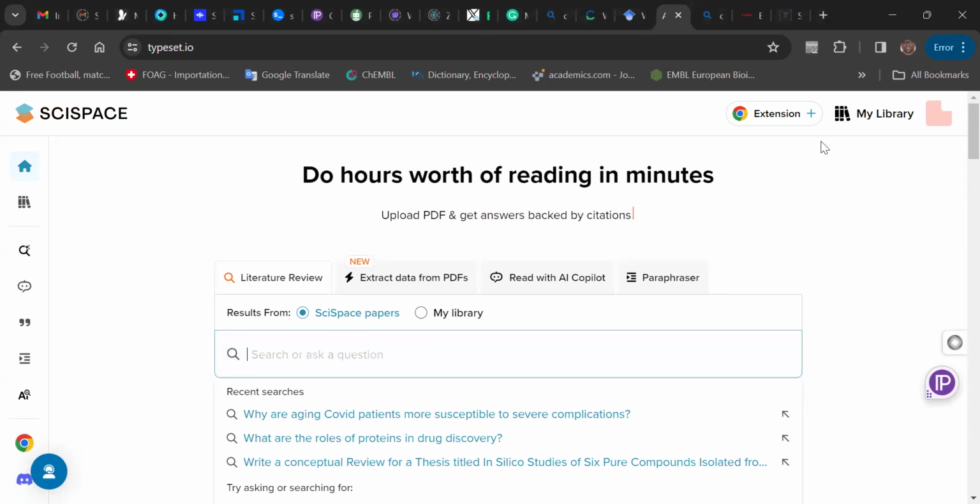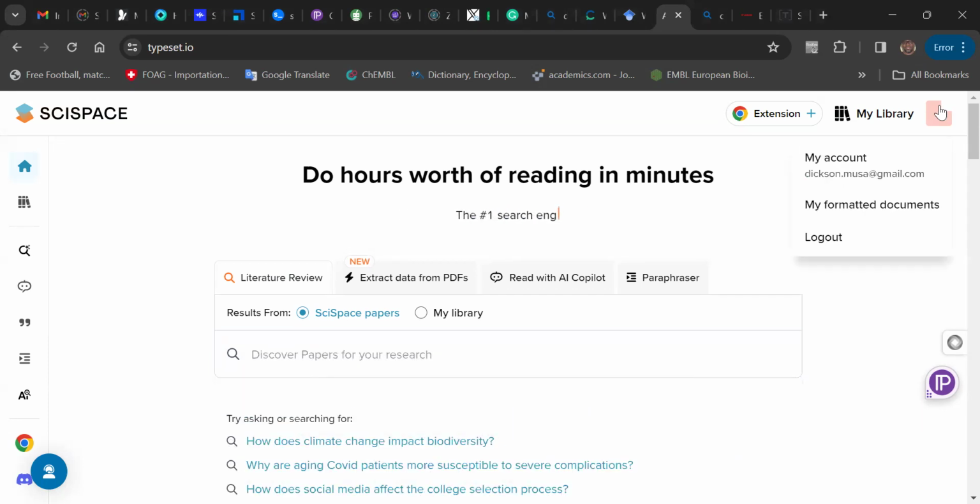Of course, when you get here, you have to sign on. I already have signed in, so I have an account. This one too used to be completely free, but now they have made an upgraded version, so for you to be able to access certain things, you must pay for the upgraded version. But you can still achieve a lot with just the free version.